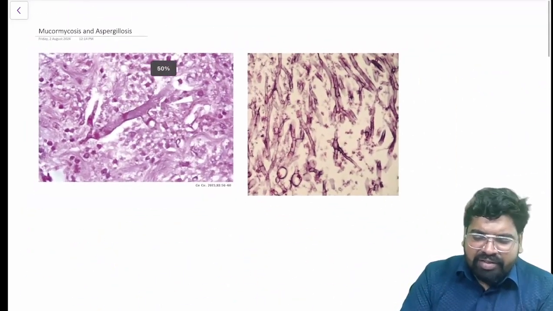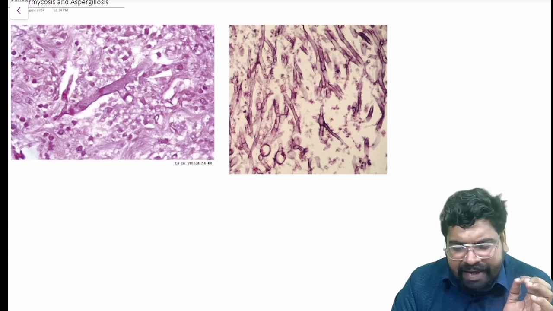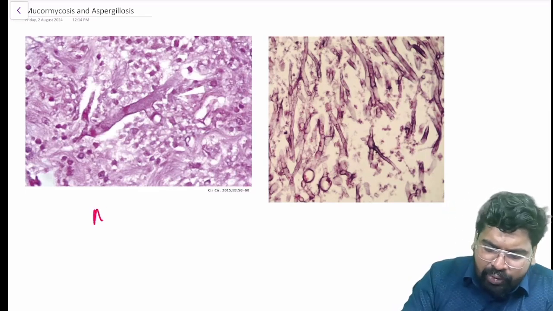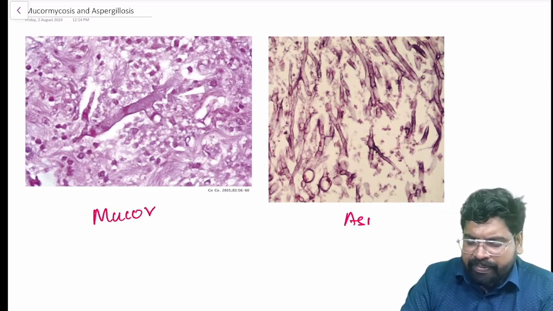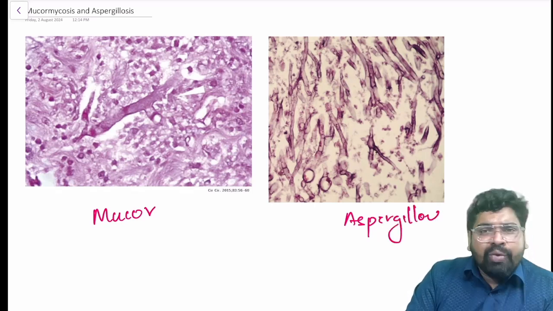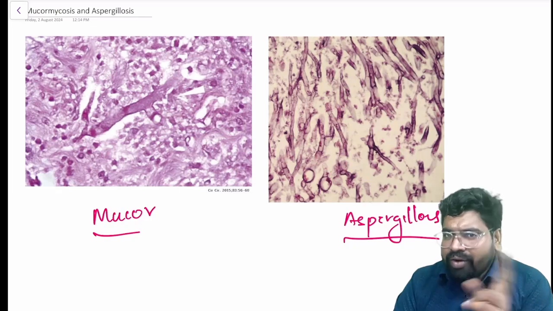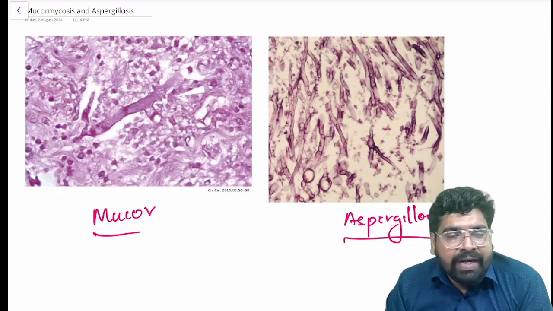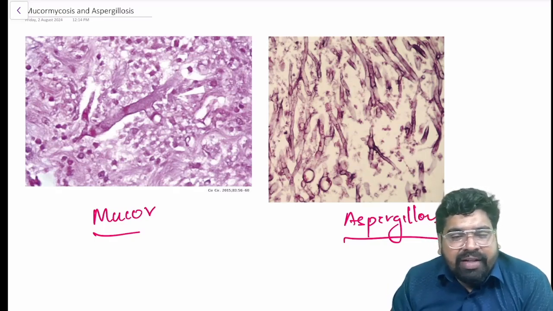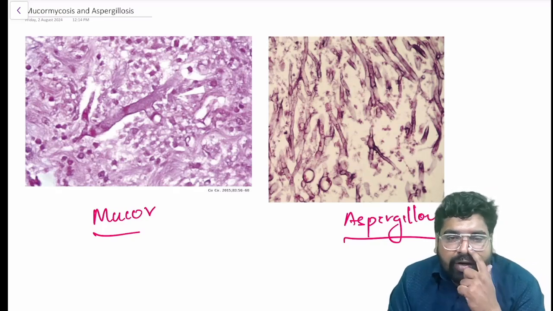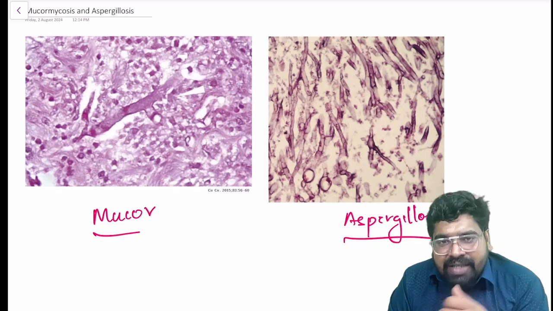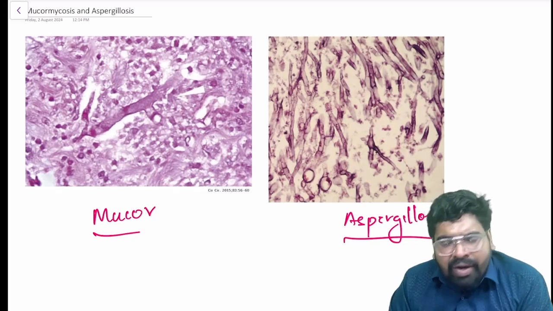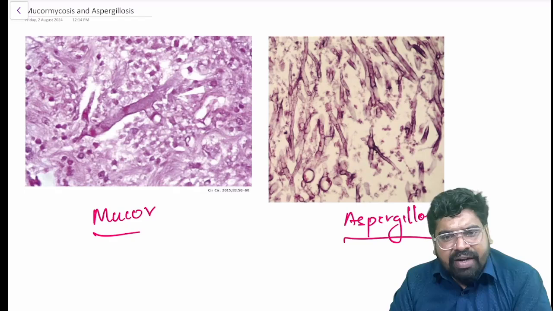Now I would like to discuss a very important concept which they ask you: the difference between mucor and aspergillosis. These are two different fungal infections. Mucormycosis became very famous during COVID time, the black fungus. That is your mucor fungus, a rhinocerebral one which affects your nasal bridge and will affect your eyeball. It is a very dangerous fungus.